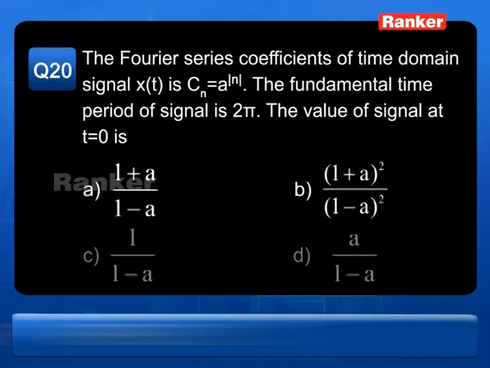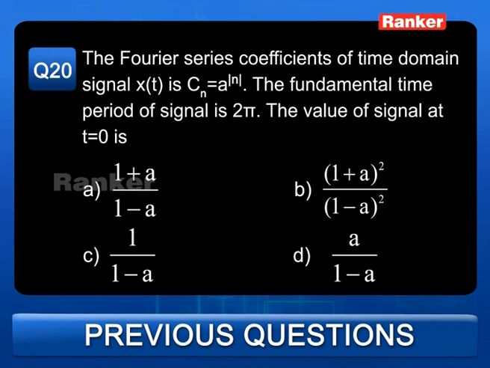The 20th question is: the Fourier series coefficient of a time domain signal x of t is Cn equal to a to the power of mod n. The fundamental time period of the signal is given as 2 pi. The value of the signal at t equal to 0 is how much? That is what we have to calculate.